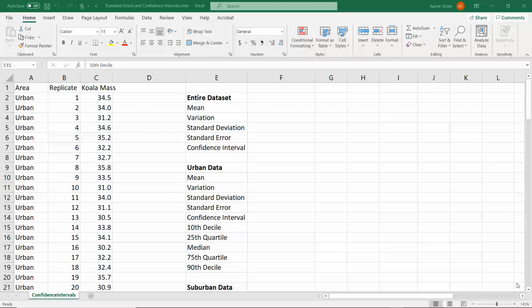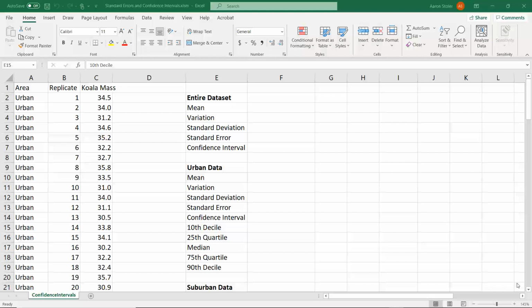In this tutorial, we will expand on our previous example where we were calculating the variation and the standard deviation, and we will calculate the standard error of the data set, which is the error around the mean of all means, as well as the confidence interval, specifically the 95% confidence interval. And then I'm going to show you how to create box and whisker plots.